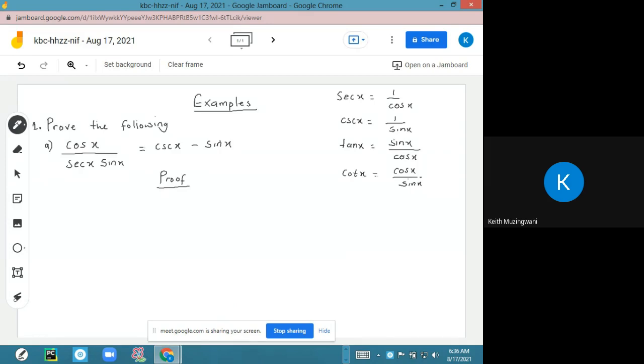And I made a point that for most of the identities, you have to change cosec, sec, tan, and cot to sine and cos forms, especially when we have identities like the one we have now, where they are mixed. So if they are mixed, you make sure that you change the other to sine cos forms. So in this case, we pick the left-hand side. So we have cos x over sec x sin x. So you can see we have cos sec. So we need to change the sec to cos.